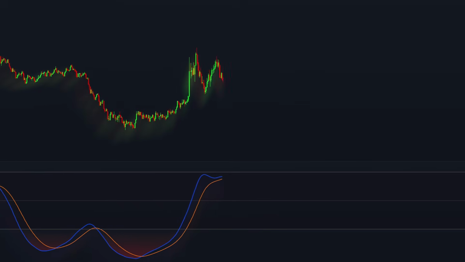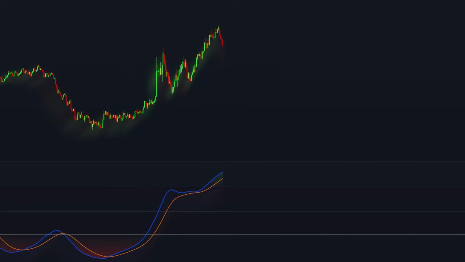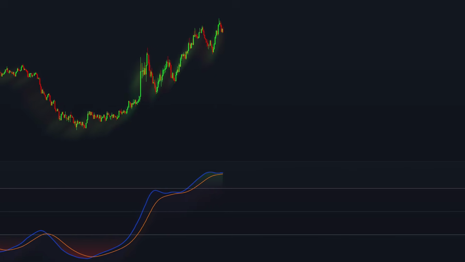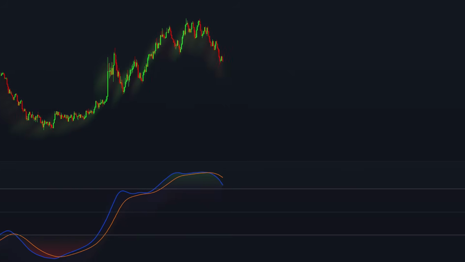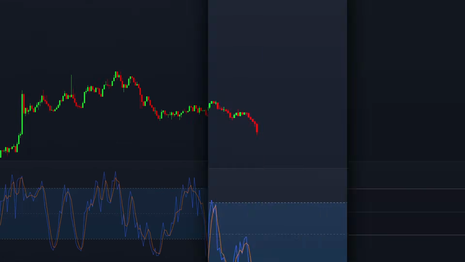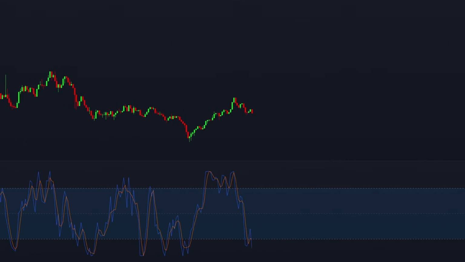With this new indicator, we can easily identify trends and possible reversal points, and it's more accurate than the regular stochastic indicator. We're going to talk about how we can use it, why it's better, and what strategies we can use with it. If we look at the regular stochastic indicator, we see it's similar to an RSI.